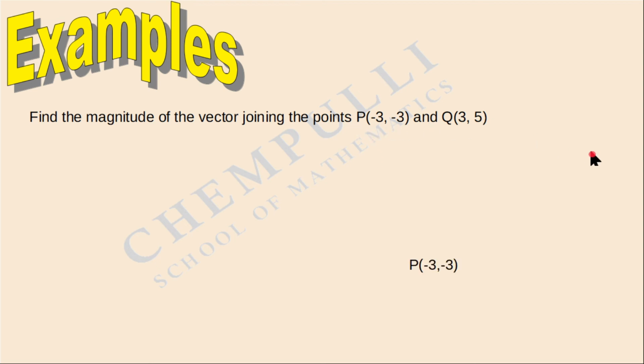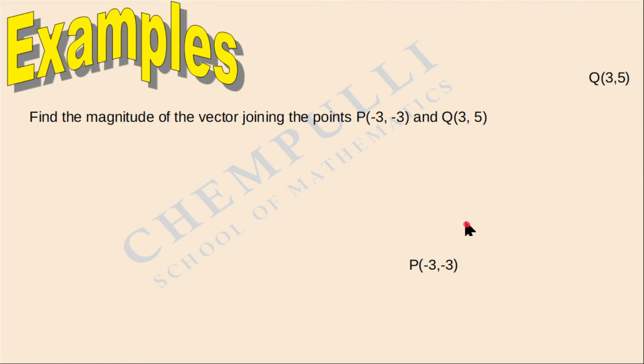There is the point P(-3, -3), then Q, the point (3, 5). I took these two points. Anyway, you can take the points at any place. If you want, you can take P here or any other place. That part is not important.